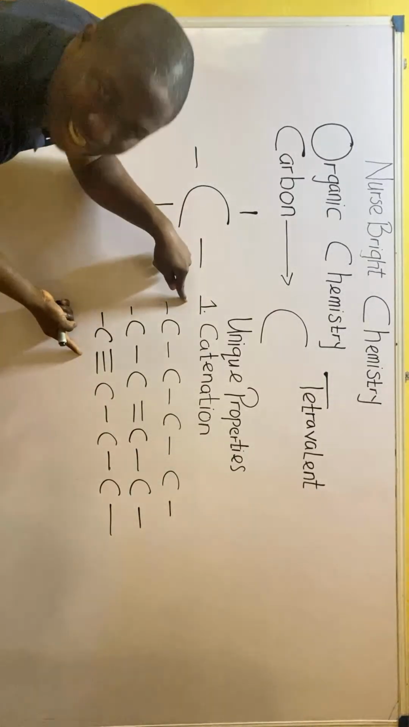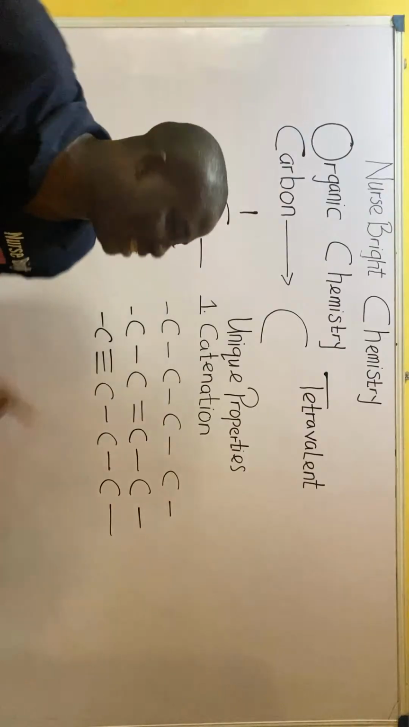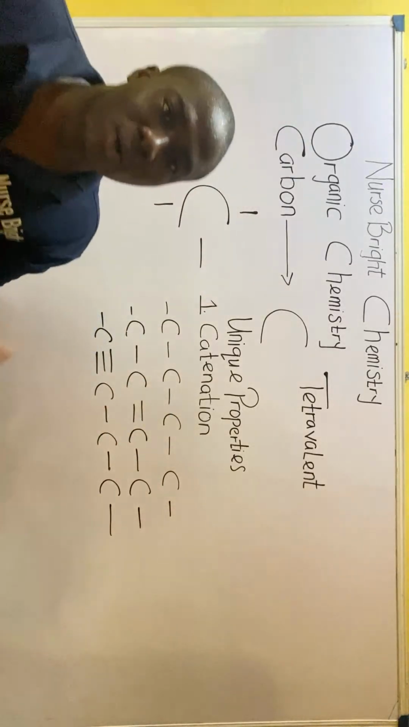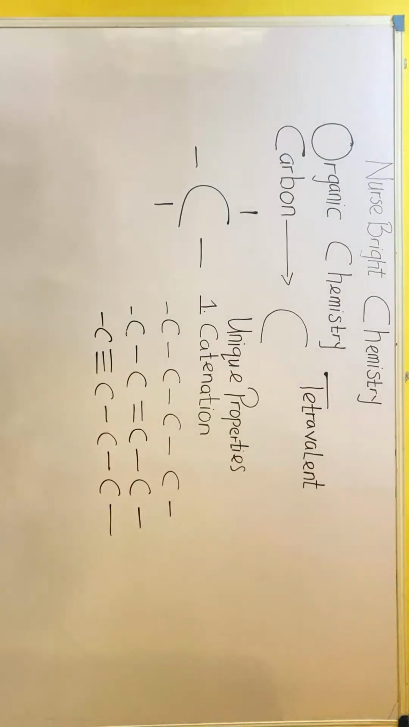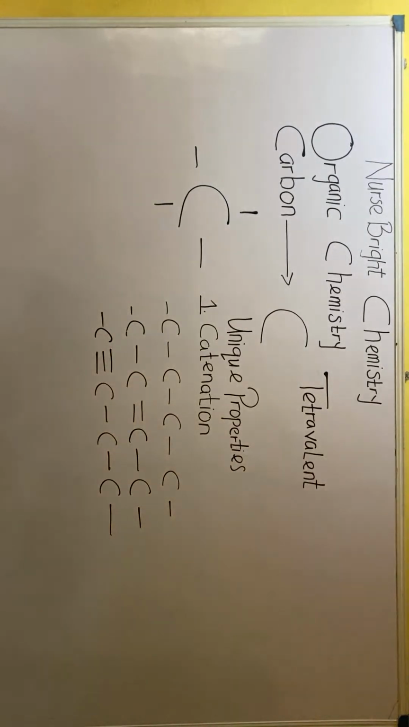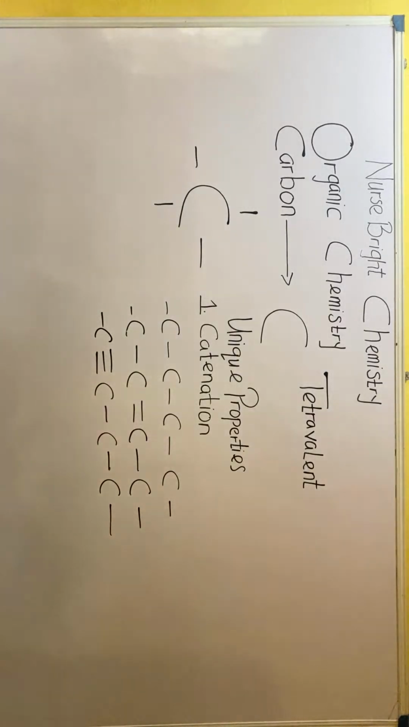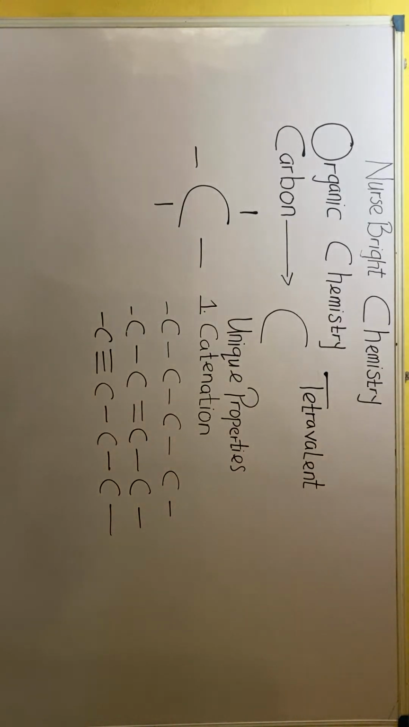we simply say is regarded as what? Catenation. You can see now, it's forming a long chain with itself with single bond, a long chain with itself with double bond, a long chain with itself with what? Triple bond. So what are we going to call that? We simply call that catenation. I believe you guys are following me. So that's one of the unique properties of carbon. Carbon undergoes catenation.